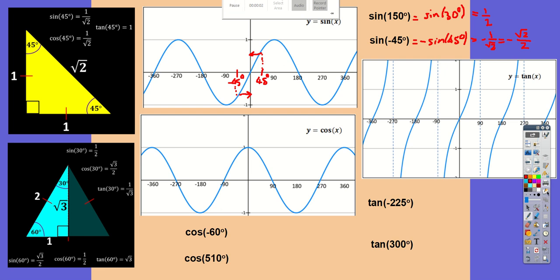Okay, now I'm going to move on to the cos graphs. The cos graph I think is a lot nicer than the sine graph because it's got, I think, nicer symmetry in it because of that line of symmetry in the middle. So we're going to use that to our advantage.